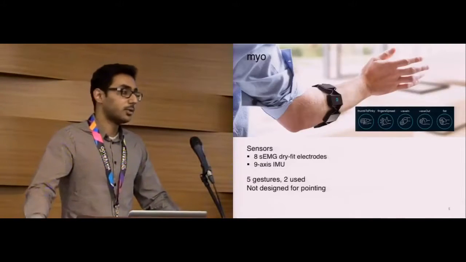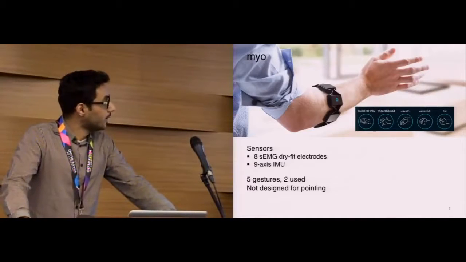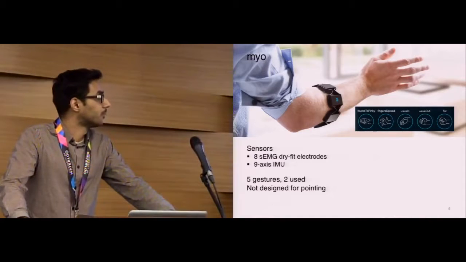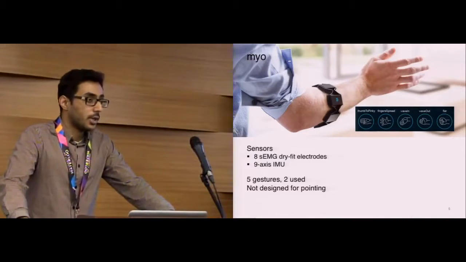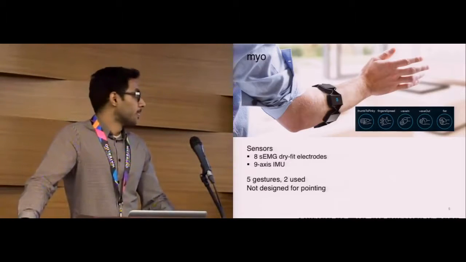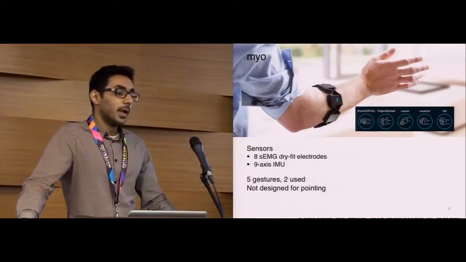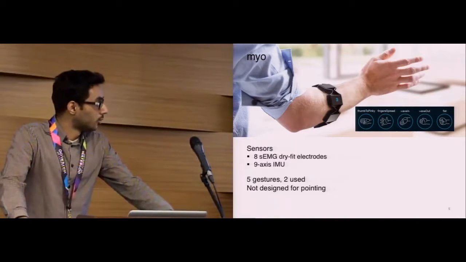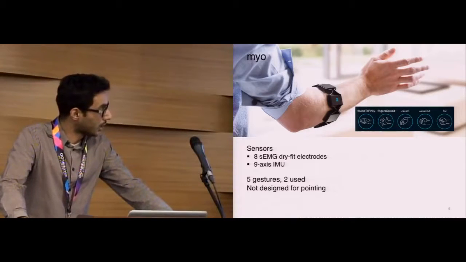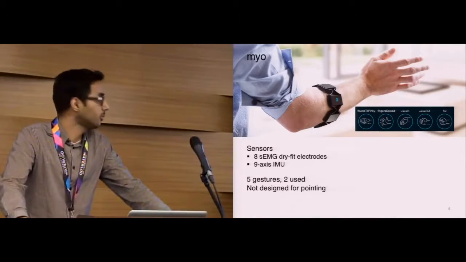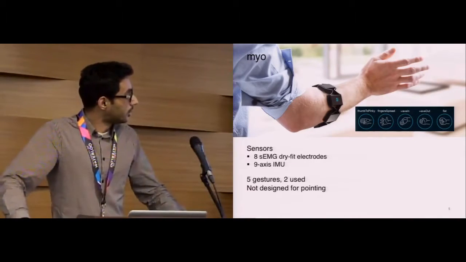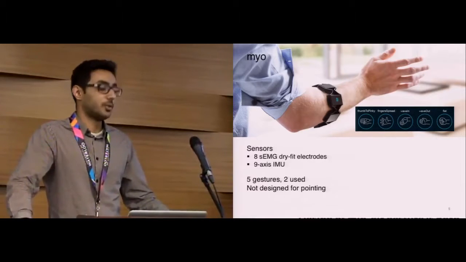So how did we do that? Well, we use a device called the Myo. So this is an 8-channel EMG band with a 9-axis IMU. So the IMU handles tracking, and the EMG gives us gesture delimiters. So this band is capable of tracking 5 discrete poses, which you can see up over here. And of those, we use 2, the tense open hand and the closed fist.